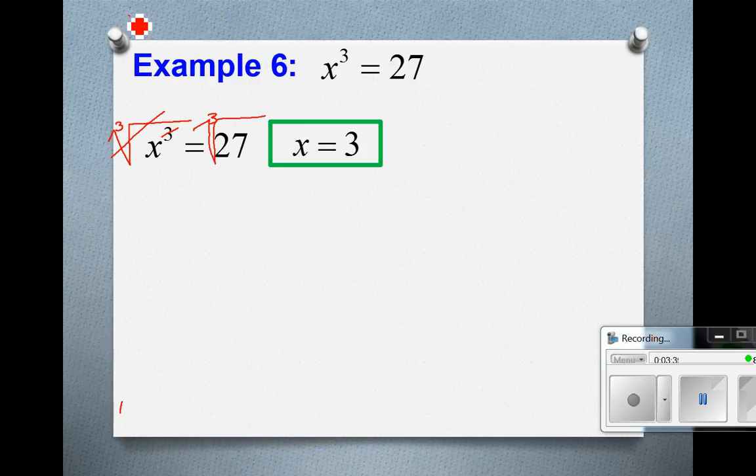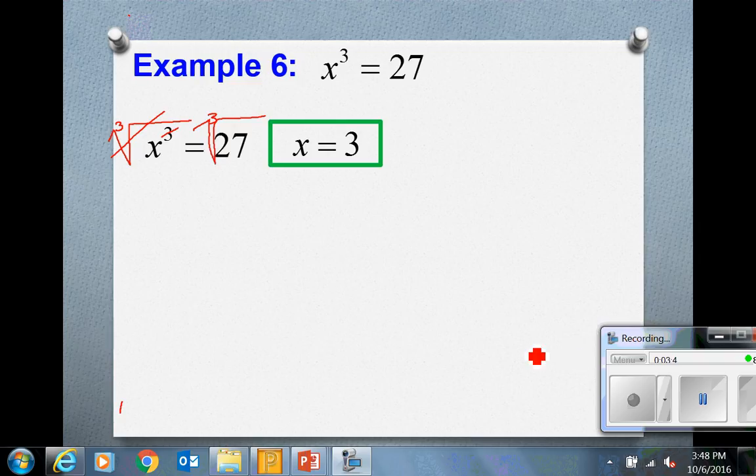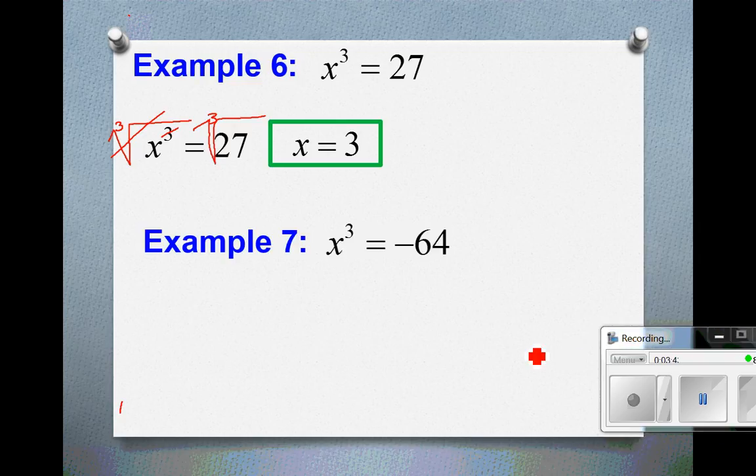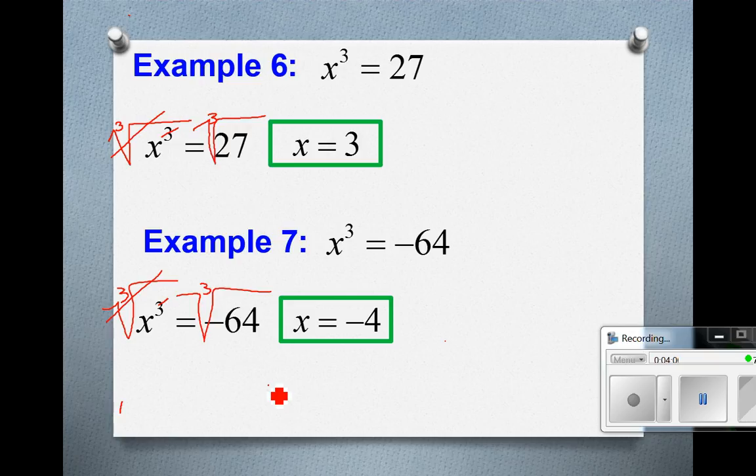Example 7, x cubed equals negative 64. I'm going to rewrite it so I can show my work. And it's x cubed, so I'm going to take the cube root of both sides. This radical and 3 cancel each other out. And then once you take the cube root of negative 64, because you can do that, you would have x equals negative 4.